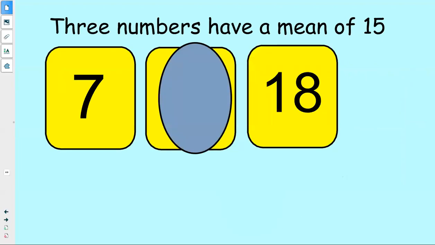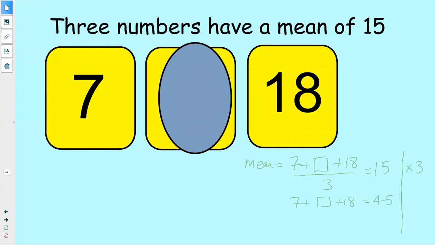3 numbers this time have a mean of 15. So it's 7 plus something plus 18 divided by, what would you divide by? Yes, you would divide by 3 because there's now 3 values, 3 members in this data set. So we've got mean equals 7 plus something plus 18 divided by 3 equals 15. And we're going to undo the divide by 3. We can do times by 3. Good. So you've got 7 plus unknown plus 18 equals 45.